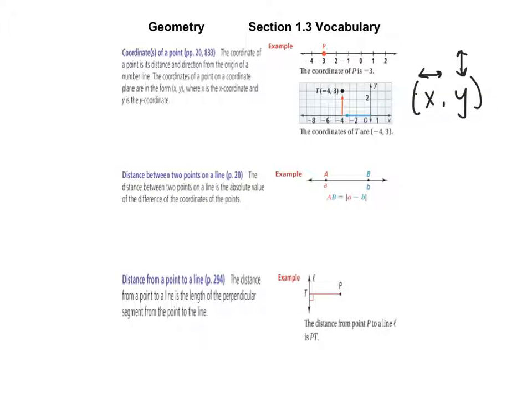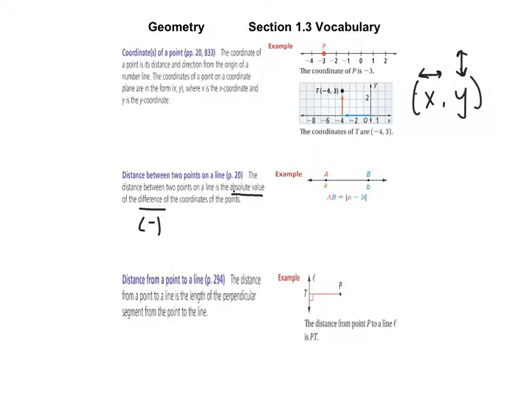Second word here is the distance between 2 points on a line. Okay, it says here the distance between 2 points on a line is the absolute value of the difference of the coordinates of the points. Now there's some key vocabulary words here that you've seen in the past. Difference means to subtract. Okay, absolute value talks about how far a number is away from 0. In other words, it's usually always going to make the number positive.